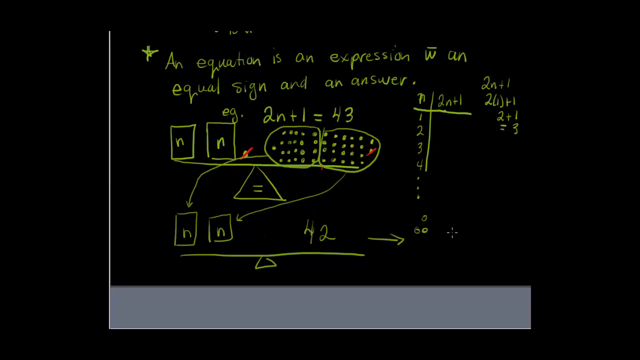Therefore each n is equal to 21. So the idea is keeping it balanced. Now, you can already see that if I have this simple equation of 43, drawing out this particular model is somewhat tedious, drawing out 43 dots. So I'm going to remove that, and we're going to do it mathematically.